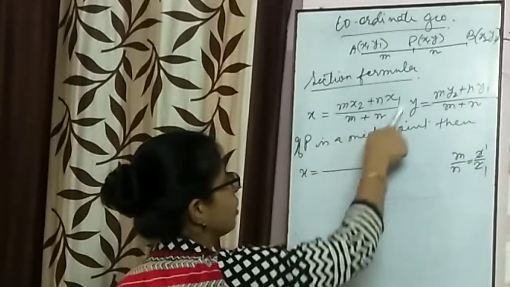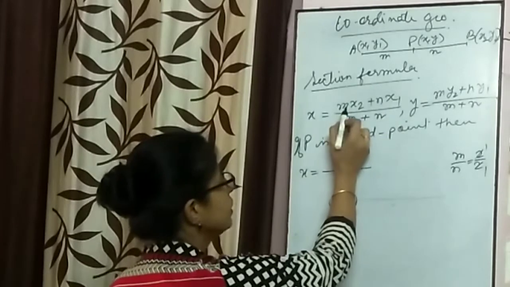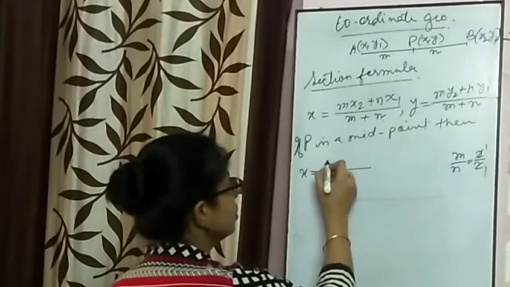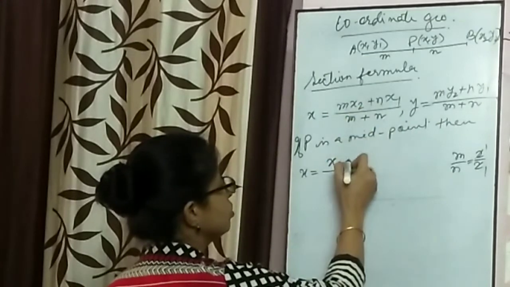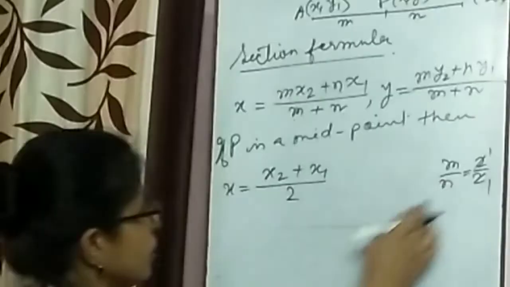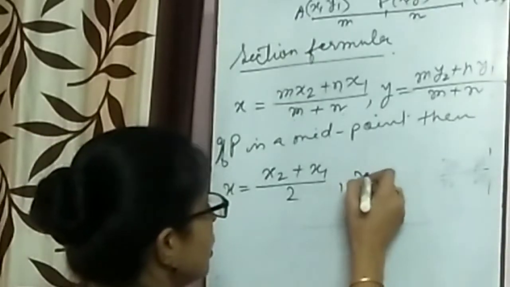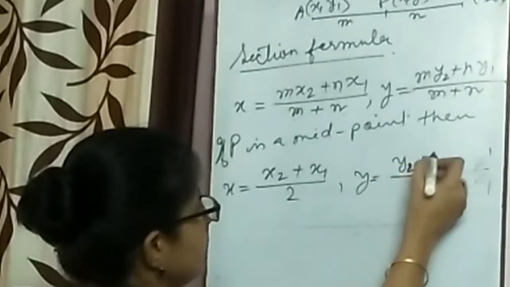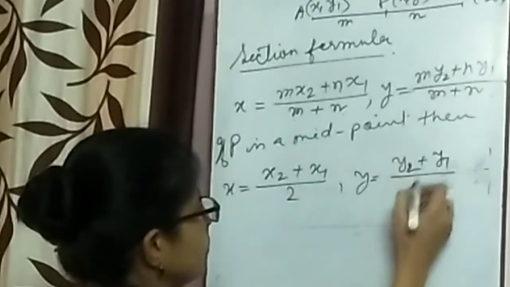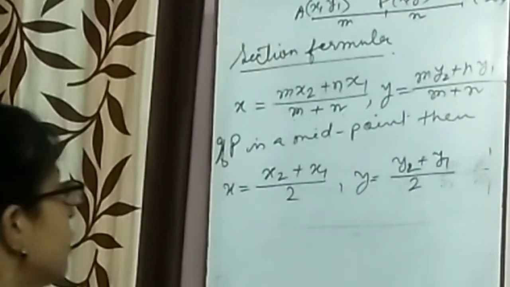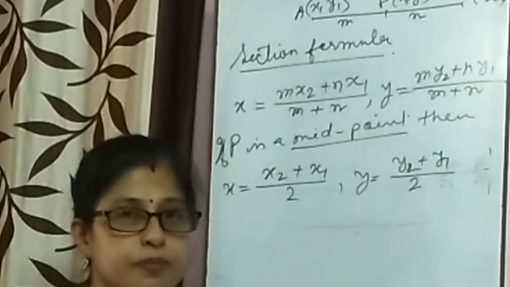So in this formula, what will we get? This is 1, this is 1, here also 1, here also 1. So only x2 plus x1, over 1 plus 1, that is 2, and for y also we will get y2 plus y1 over 1 plus 1, that is 2. So that will be the section formula for the particular case of midpoints.